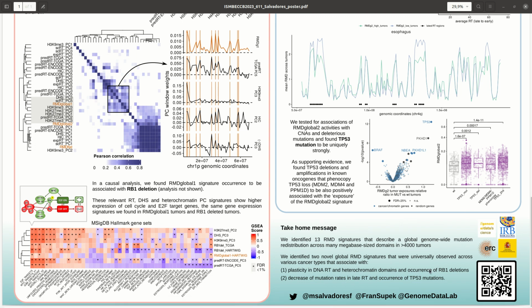So the take-home message is that with our method we were able to identify 13 regional mutation density signatures that describe a global genome-wide mutation redistribution across many megabase-size domains, and that we identified 2 novel global RMD signatures, one of which shows association with plasticity in DNA replication time and heterochromatin domains, and the other a decrease of mutation rate in late replicating regions.